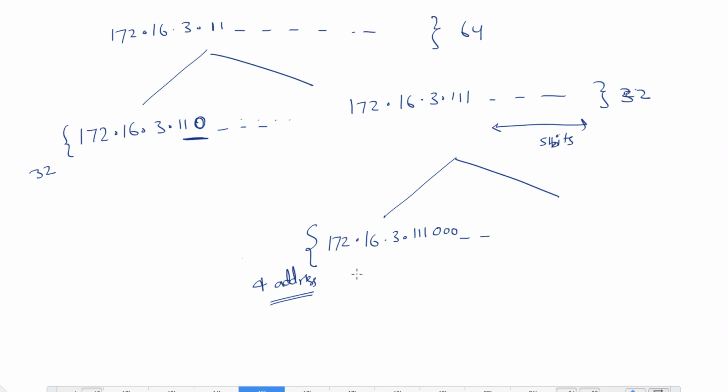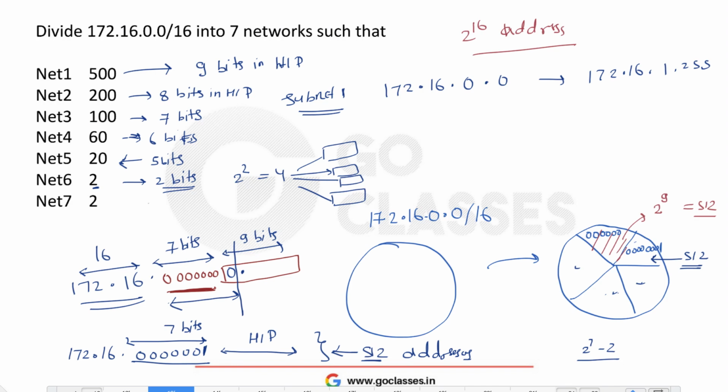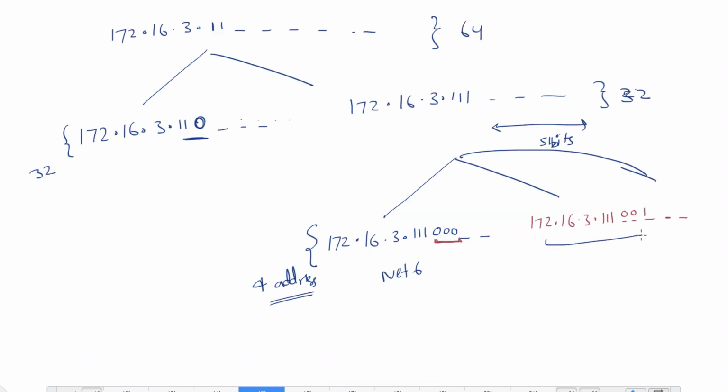Similarly, you have chosen these 3 bits as a division, so basically there will be 8 such networks. Like you will have 172.16.3.111 and then 001, and then these are the 2 bits which are available for the host ID. If you divide this into equal parts, you will have 8 such subnets, but you just need one of them for your network 6. So this will be our network 6. And if you want network 7, which is also of the same length of 2 hosts, then this will be your network 7.